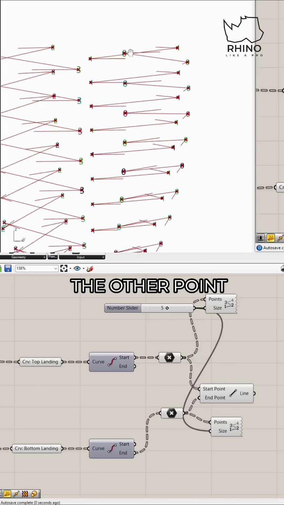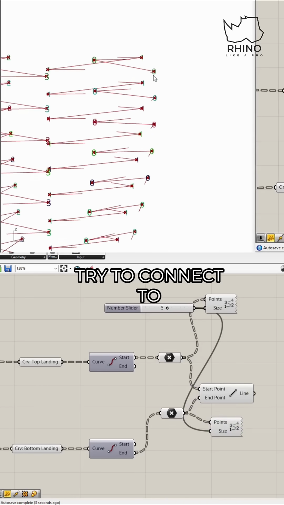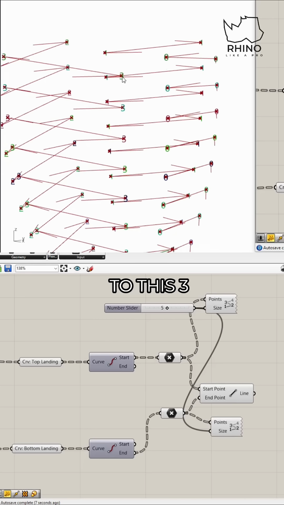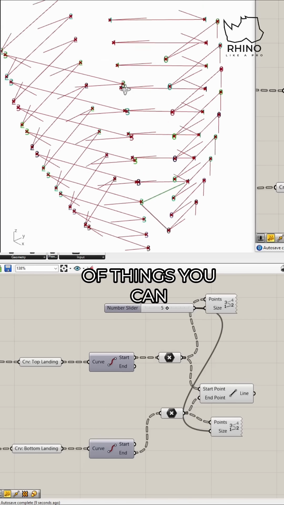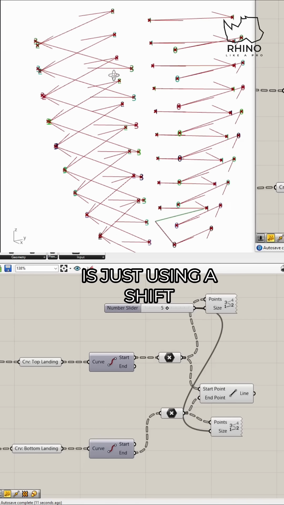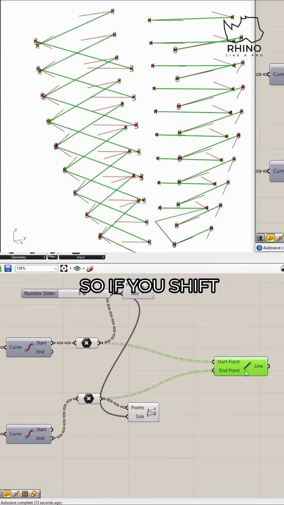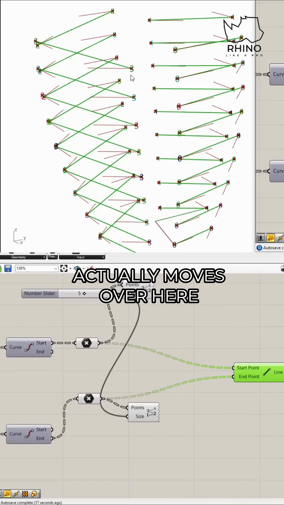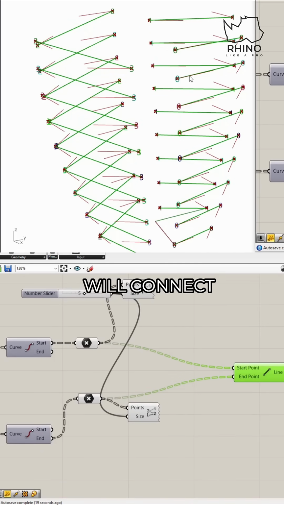If I plug in the other point, you see the 0 will always try to connect to a 0. So it's going the other way, when in fact this 0 should be connecting to this 3. Okay, so there's a couple of things you can try over here, and one of them is just using a shift. So if you shift one of these lists so that this 0, instead of being there, actually moves over here, then 0 and 0 will connect, right?